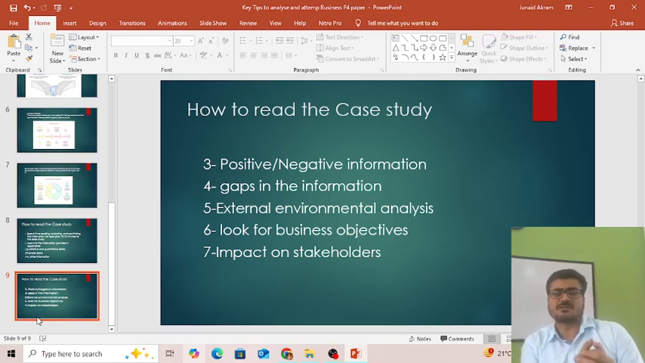Hopefully with practice, you will be able to improve your reading and scanning for information, and obviously this will help you to read your case study and scan your case study effectively. And when you have studied the case study in an effective manner, you will be able to answer the questions in a more effective way.